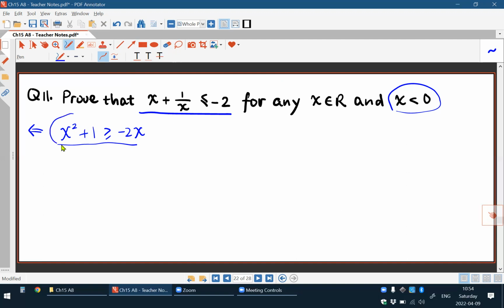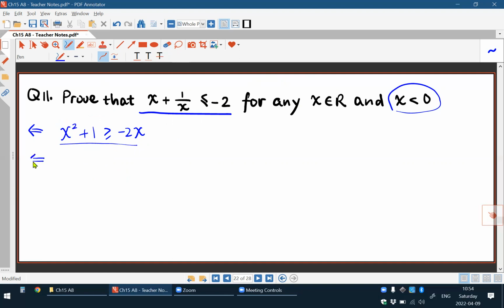Why? Because if this one is true, you can then divide both sides by x, right? Divide both sides by x. x is a negative number. If we divide both sides by x, then we'll get this one. You need to change the inequality symbol, right? If this one is correct, this one is also correct, right? So that means we should use an arrow pointing to the left.